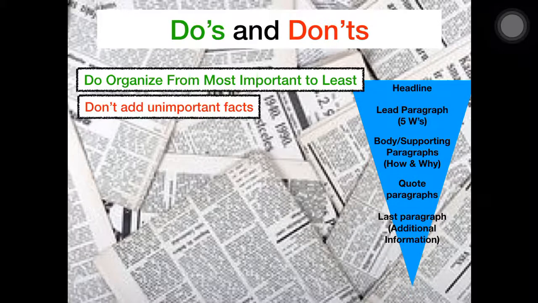Don't add unimportant facts. As I said earlier, writing a newspaper article is a little bit different than some of the other writings that we've done. We don't want to get too wordy. We don't want to add too much. We just want to get the facts out. So we don't want to add unimportant facts.